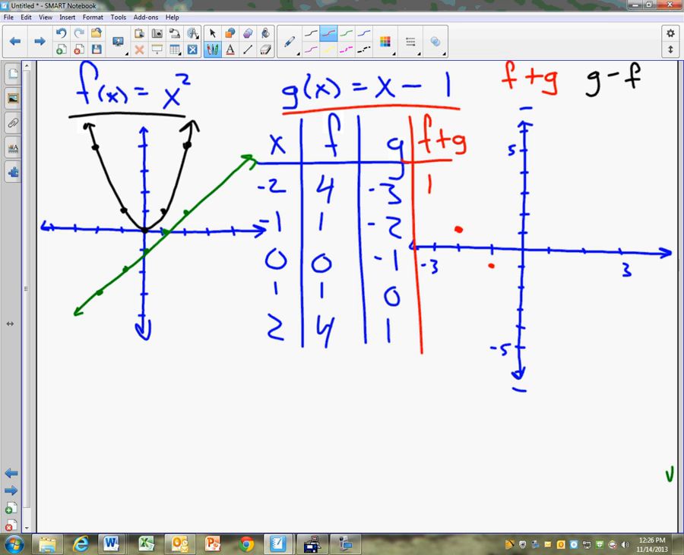I go to an x value of 0. What is f of 0? What is g of 0? 0 plus -1. So 0, -1 is another point.